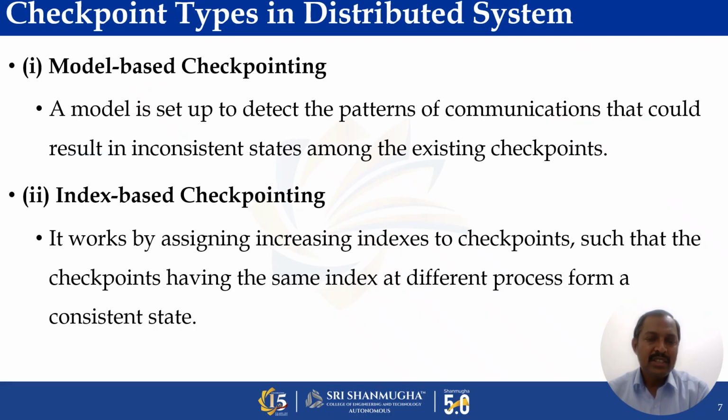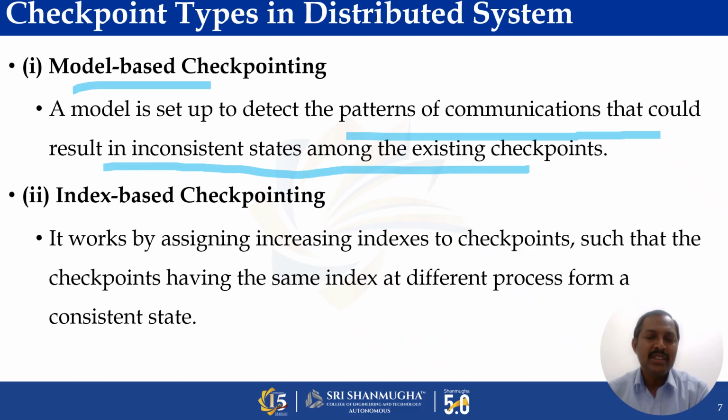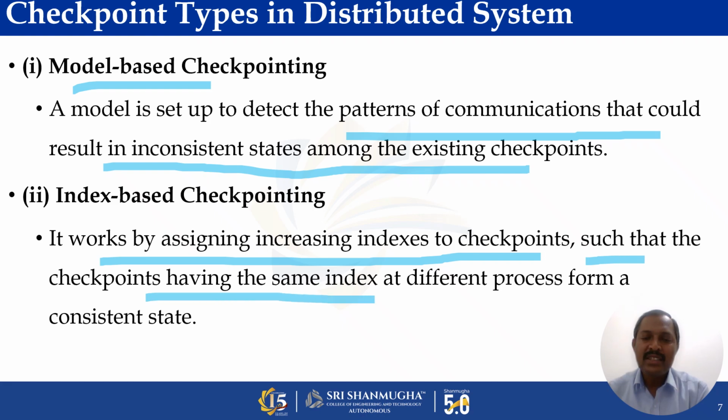Within this communication induced checkpointing, there are two types. One is model based. A model is set up to detect the pattern of communication that could result in an inconsistent state among existing checkpoints. The other is index based checkpointing. It works by assigning increasing indexes to checkpoints such that the checkpoints having the same index at different processes form a consistent state.